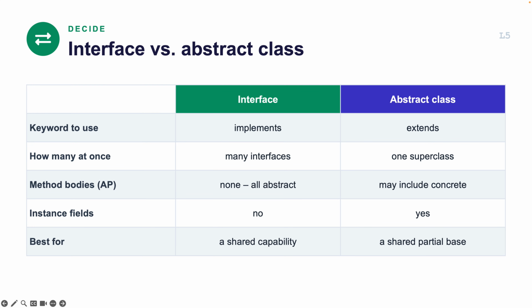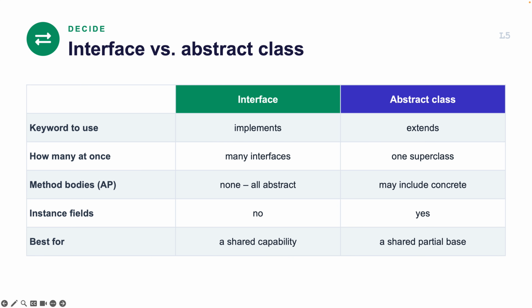All right, let's finish by deciding when to use which, because students mix these up constantly. Use an abstract class when your types share a real is-a relationship, and you want to share both common code and state fields with the subclasses. But remember, a class can extend only one parent. Use an interface when you want to define a capability that unrelated classes can share, and when a class needs to take on several capabilities at once, since a class can implement many interfaces.